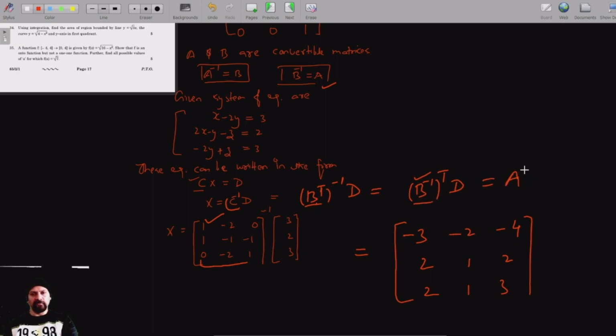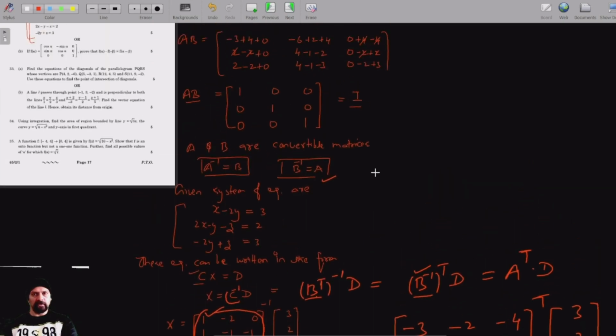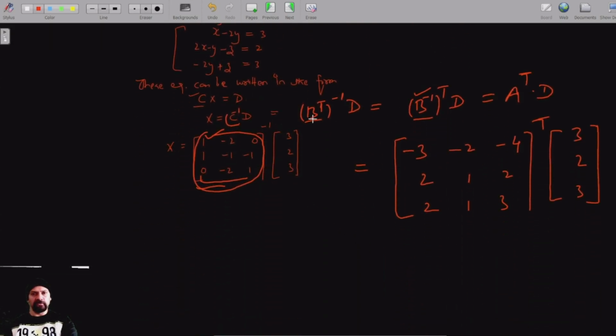So instead of B inverse, I'm going to write A and then use the transpose. So this is A transpose into D. So this is A, and we will do its transpose and then multiply it with D. D is 3, 2, and 3. So that's how we are going to use this result. I have just written here to show that this C matrix is the transpose of B. So instead of C, I have written B transpose and then its inverse.